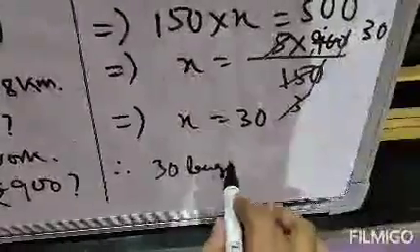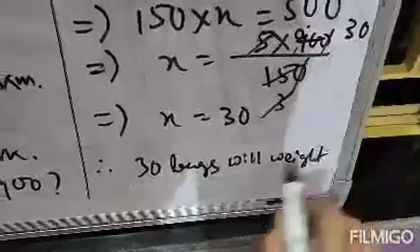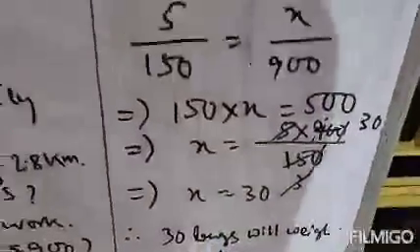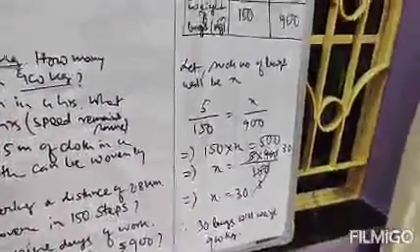So just write down your answer. 30 bags will weigh 900 kg. This is the answer. So in this way we will solve these questions. Clear? Next. So question number 2 is solved. Just read the questions and try to make a tabular form with the given data and solve as per the approach. Next question, question number 4.